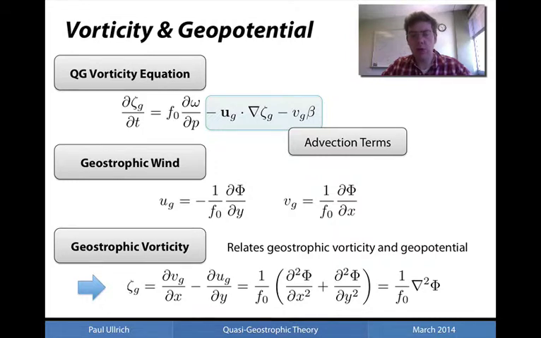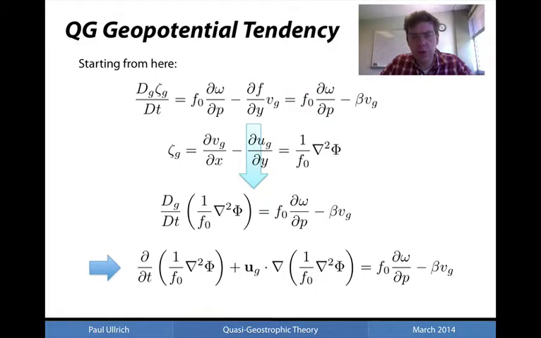Now, we're going to use the geostrophic wind relationship and the geostrophic vorticity in the form of a geopotential. In particular, recall that the geostrophic vorticity can be related to the geopotential via 1 over f0 times the Laplacian of the geopotential. So we're going to start from this form of the quasi-geostrophic vorticity equation where advection of relative vorticity has been absorbed into a material derivative of relative vorticity.